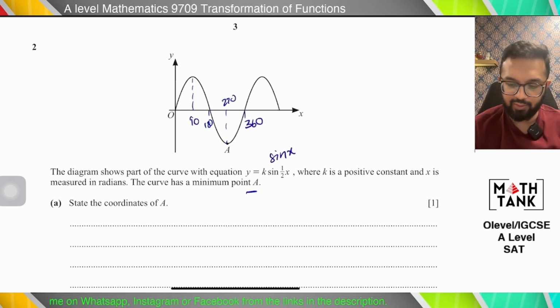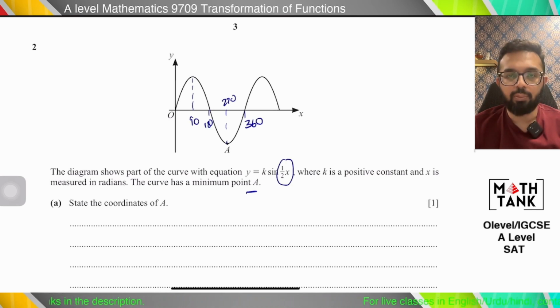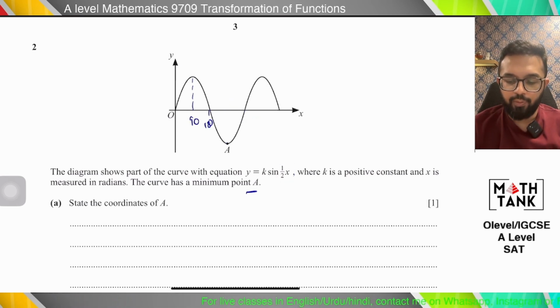Now I noticed that this no longer is a sine x graph. What I know is that all x coordinates have been multiplied by 2. Remember that the transformations in x are the opposite of what they are written as.